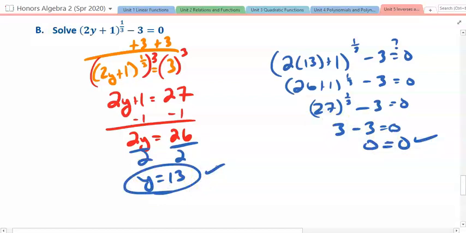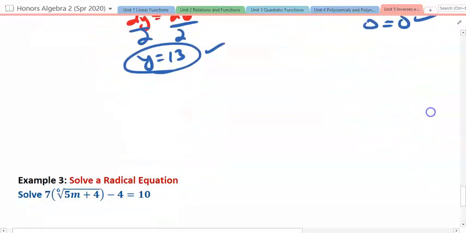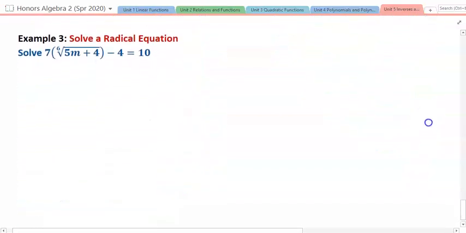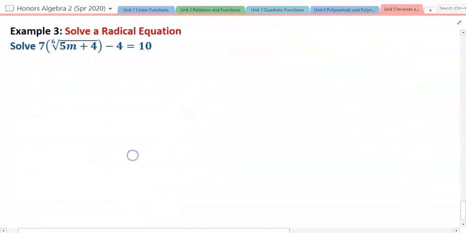So again, make sure you do your check work as well, because we do need to see if we have extraneous solutions. Like I said, with cube roots it is not as common, but it does happen every once in a while. All right, last example we're going to do here, we're going to solve this problem.